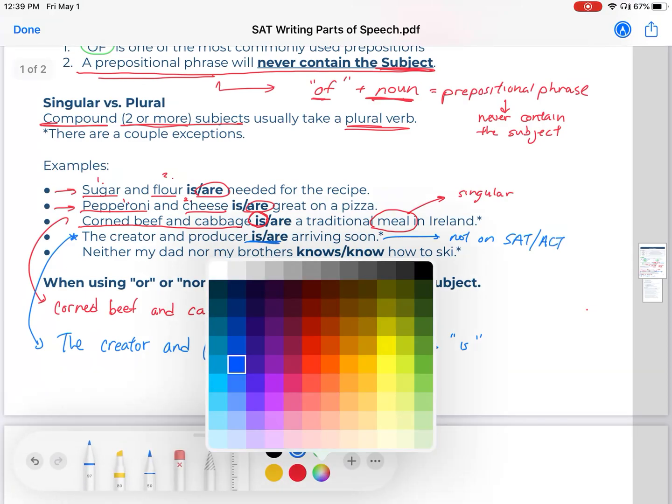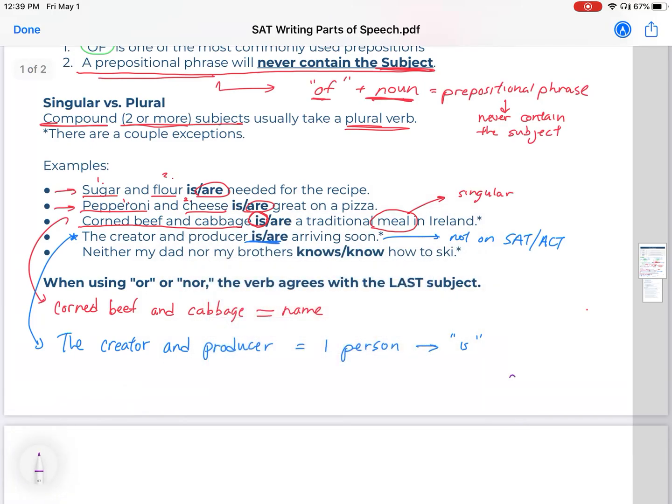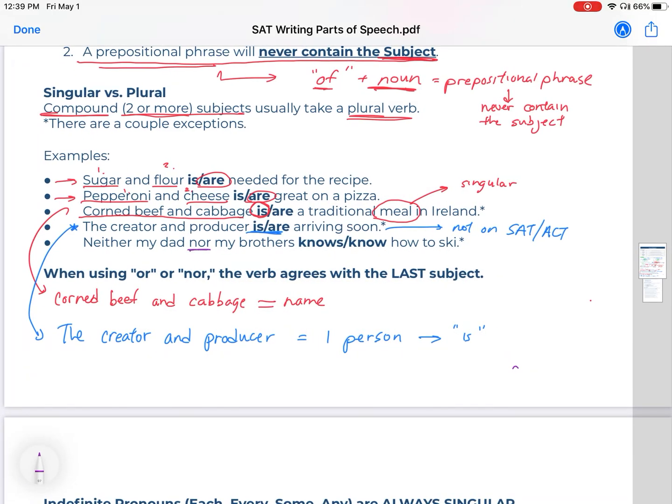All right. Our last one here is probably the most interesting, which is when we use the word nor and also when we use the word or. Okay. It says neither my dad nor my brothers. And when we use this word nor or or, we always use the last subject to determine our verb. So here the last subject is my brothers, and because that's plural, I'm going to use the verb know. So it'd be neither my dad nor my brothers know how to ski.